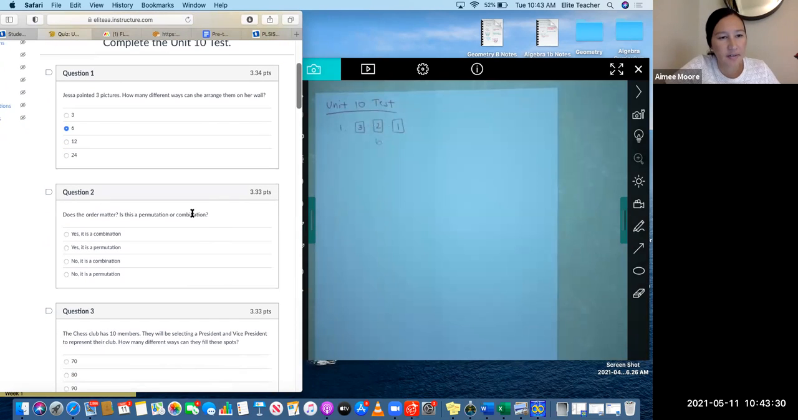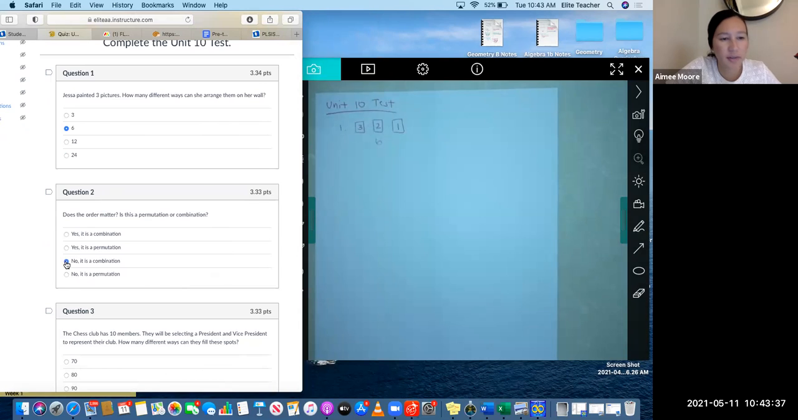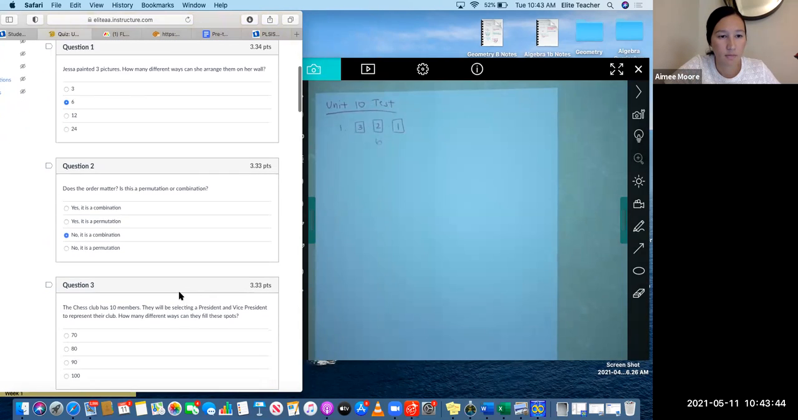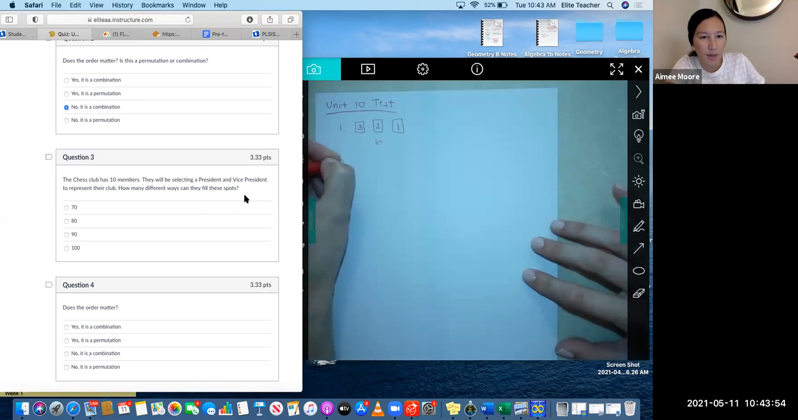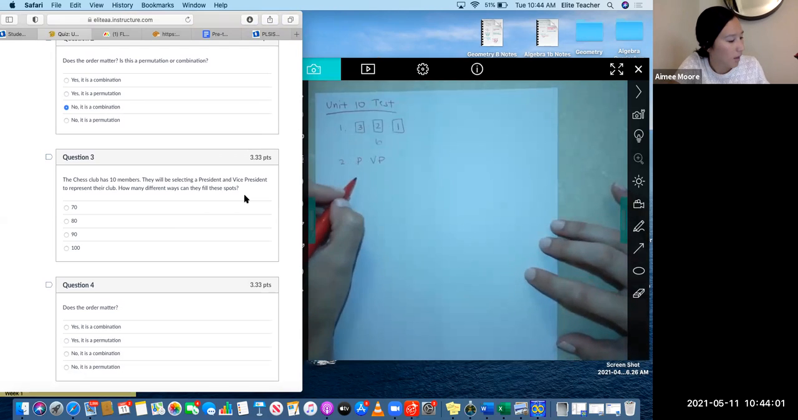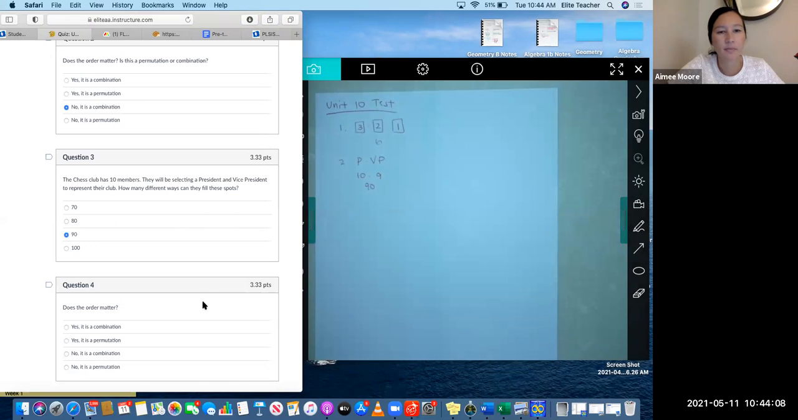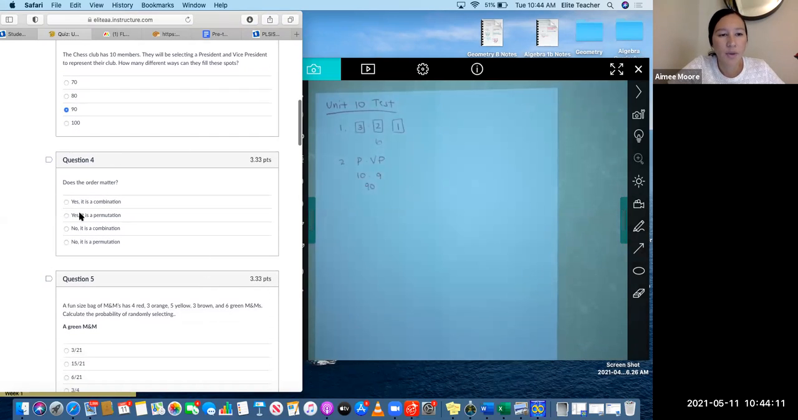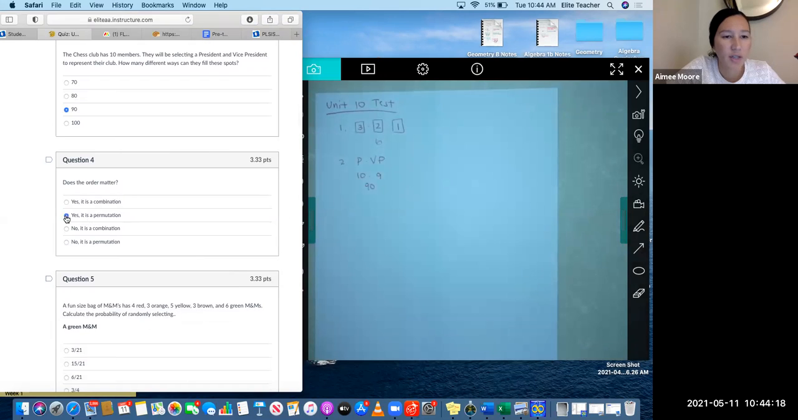Okay, does the order matter on number 1? No. Nope. So it is a combination. Okay, the chess club has 10 members. They will be selecting a president and vice president to represent their club. How many different ways can they fill these spots? So we have our president and then we have our vice president. So how many people for president? 10. And for vice president? 9, which will be 90. Yep, very good. Okay, does the order matter? Yes. And so it is a permutation.